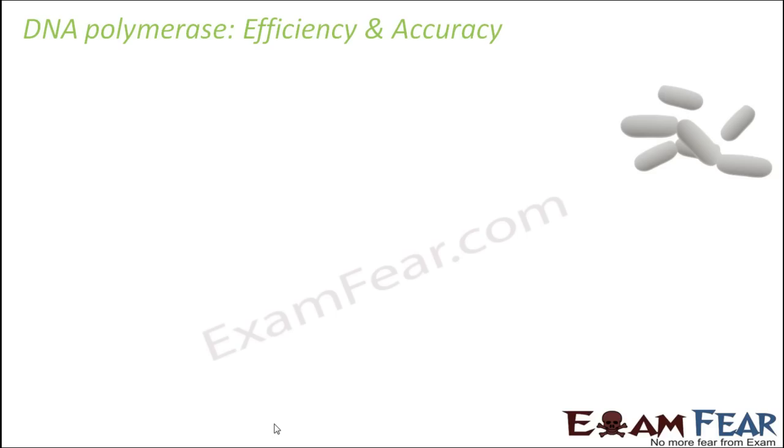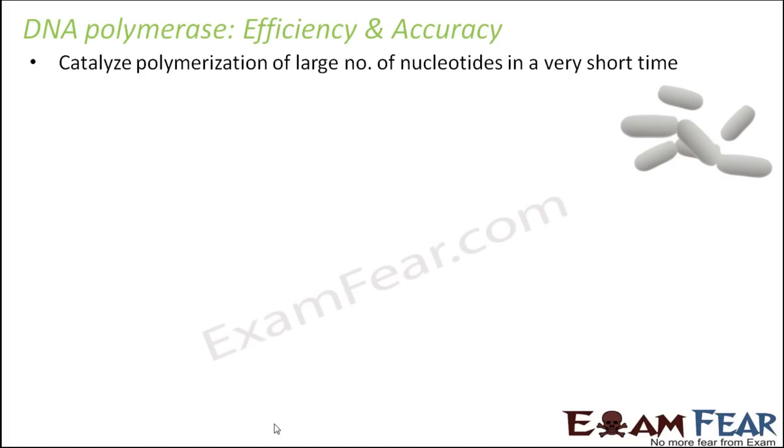Now, if you talk about DNA polymerase, it is absolutely efficient and it does its function with a very high degree of accuracy. It catalyzes polymerization of a large number of nucleotides in a very short time, and that is how we see that it is very efficient, because it is able to perform its task in a very short time. What is its job? Its job is to polymerize the nucleotides, that is, to create more base pairs.